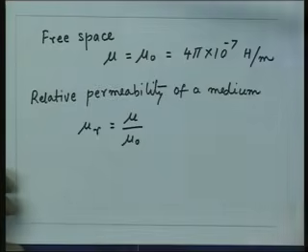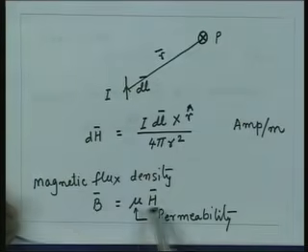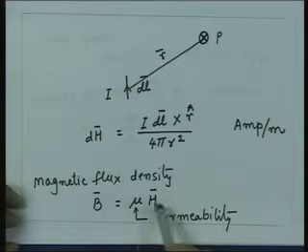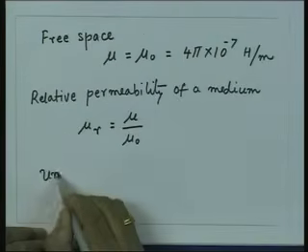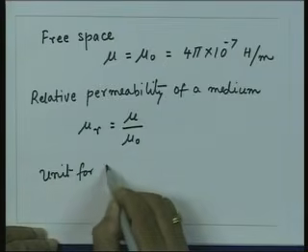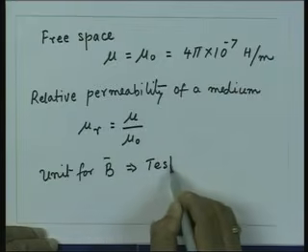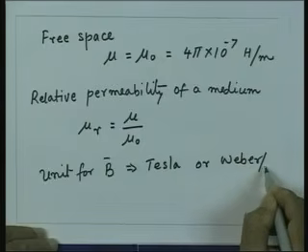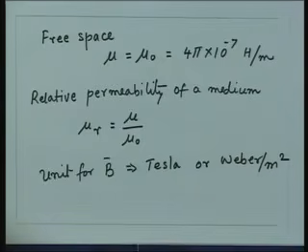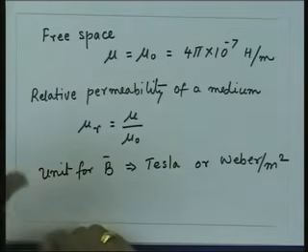So, the magnetic flux density at any location B is related to the permeability of the medium and the magnetic field strength, which is related to the current which is producing that. The unit for B is Tesla, or more commonly used is Weber per meter square. Essentially this quantity B tells you the density of the magnetic lines of forces at a particular location.